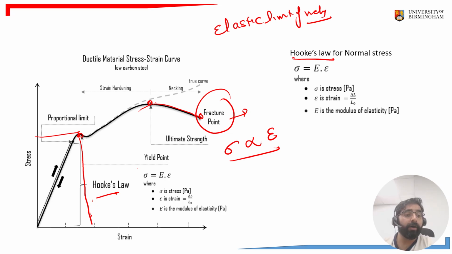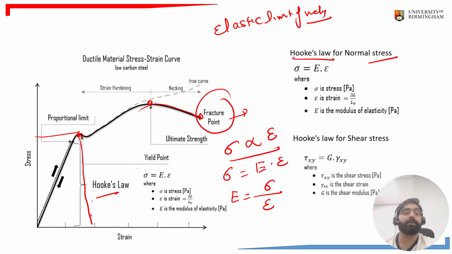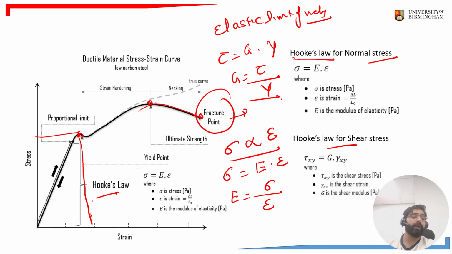So if we remove the proportionality, it becomes stress is equal to Young's modulus times strain. So Young's modulus is equal to the ratio of stress upon strain. This is for the normal stress, and for the shear stress, tau is equal to G, the shear modulus, times the shear strain. So shear modulus is the ratio of the shear stress divided by shear strain. Hooke's law applies up to the maximum elastic limit, and after the elastic limit the plastic deformation starts, and the ultimate strength is the maximum load that the material can bear, and after the ultimate strength the material comes to the breaking point.